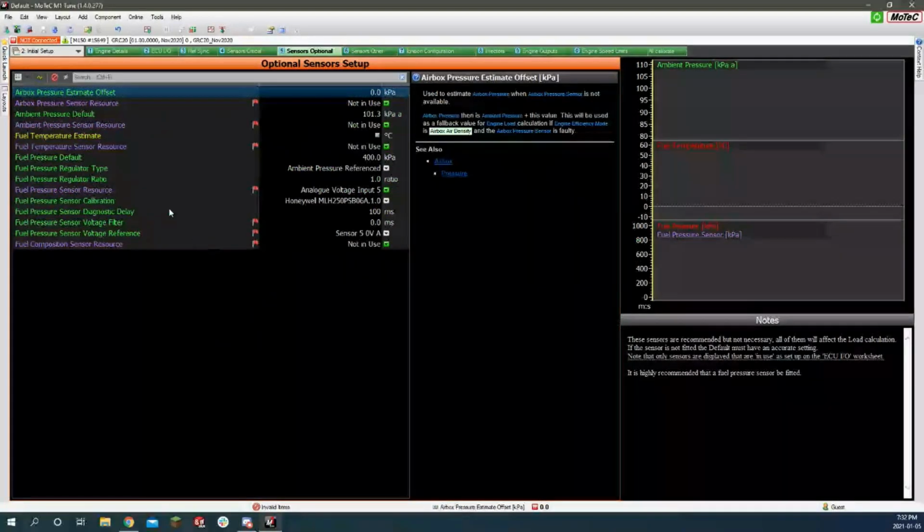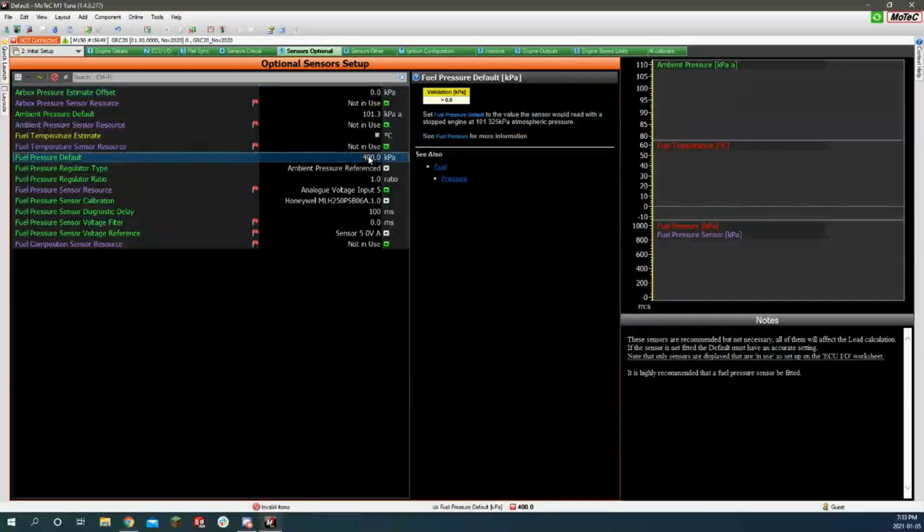They're optional sensors, so these are additional things. These are the ones that they provide you with here for airbox pressure. We're not using airbox pressure. We're not using ambient pressure. As of now, we just have the map. Fuel temperature, we don't have that. That's something we should probably add. Fuel pressure, we're assuming a fuel pressure of 400 kPa.